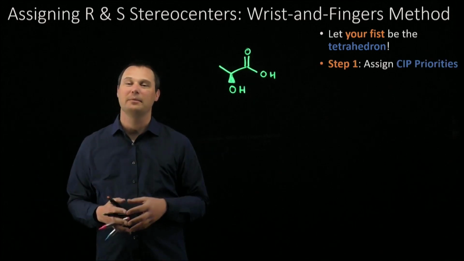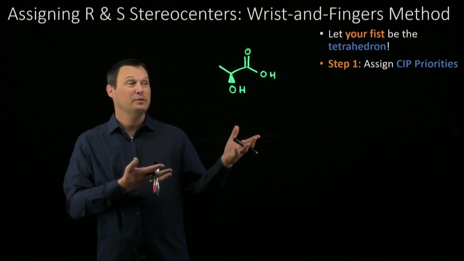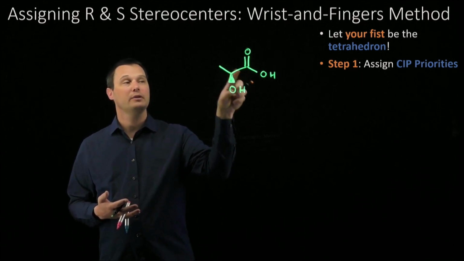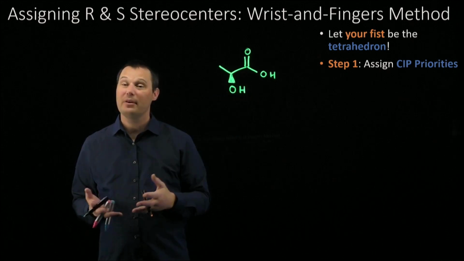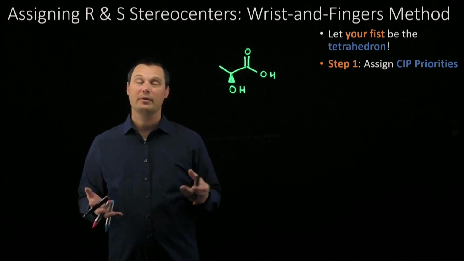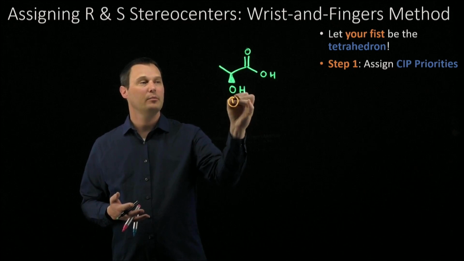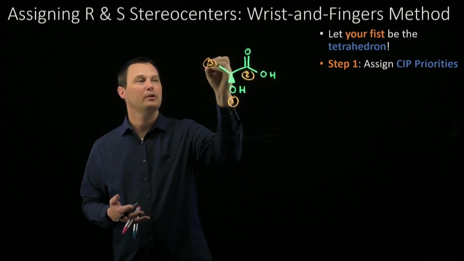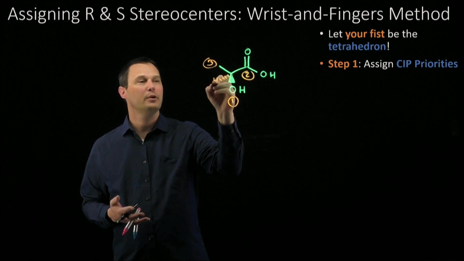Let's start at the beginning though. No matter what method we use, we have to assign the CIP priorities. This isn't a video about finding the stereocenters or prioritizing the 4 groups around the stereocenter, though I do have those videos linked down below. For this molecule, the oxygen is priority number 1, the carboxylic acid is priority number 2, the methyl group is priority number 3, and the hidden hydrogen is priority number 4.